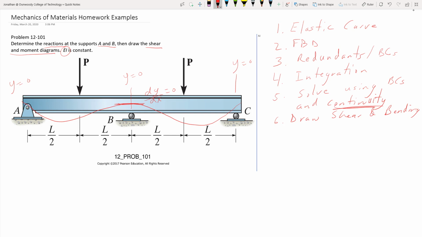What are we going to have here? We have first degree indeterminacy. Right? We have 1, 2, 3, 4 reactions. So we get 2 here, 1 here, 1 here. So we get 4 reactions. We get 3 equations of equilibrium. So we're first degree. And we're going to have a couple integrations here, right? So we should be able to solve this problem. So we're in good shape. Let's draw our free body diagram.